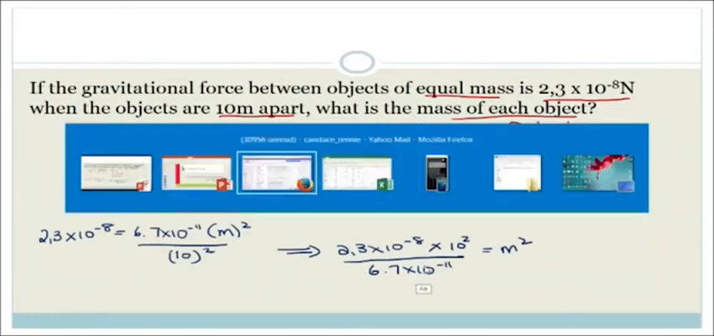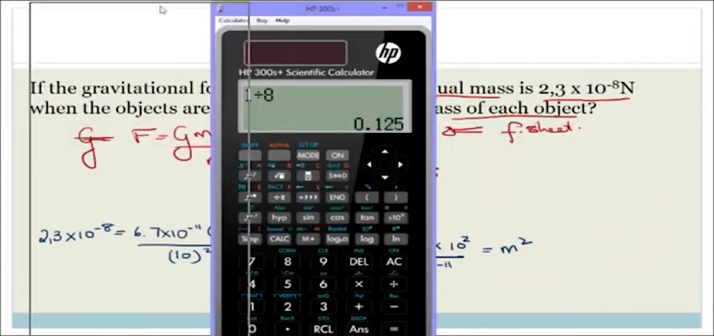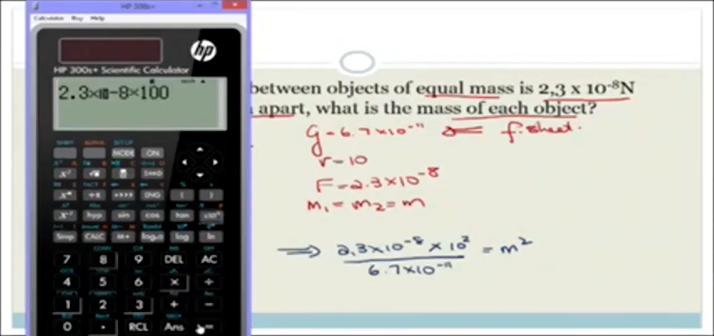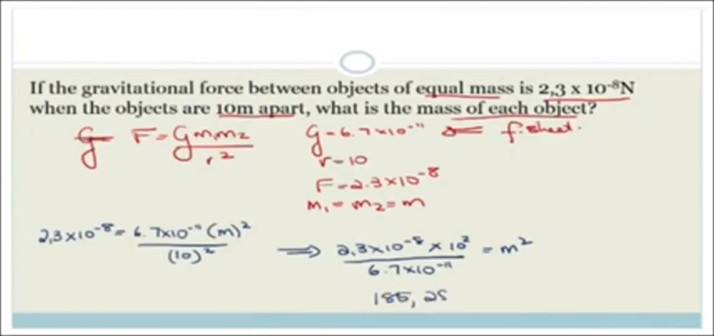So let's pop that into our calculator. We've got 2.3 exponent negative 8 times 100, I really don't need to write 10 squared, divided by 6.7 exponent negative 11, equals, and we get this, but that is equal to the square of the masses, mass times mass. So we're going to square root the answer, and we get 185.279. Remember, we always round to two decimal places, so it's 185.28 kilograms. So there you go, that is the mass of each of the objects.